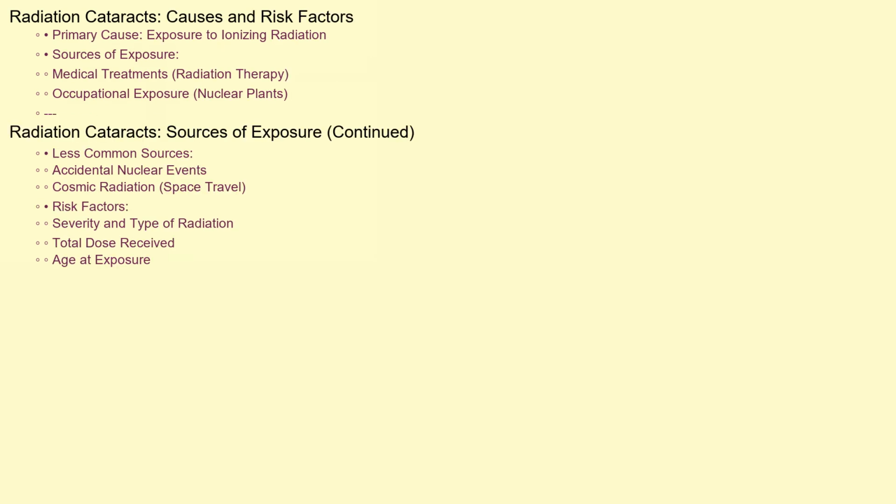Radiation cataracts are primarily caused by exposure to ionizing radiation. This exposure can stem from various sources. Medical treatments, particularly radiation therapy targeting the head, neck, or brain, are a significant cause. Occupational exposure, such as in nuclear power plants or during certain industrial processes involving radiation, also contributes. Less commonly, exposure from accidental nuclear events or even cosmic radiation during prolonged space travel can lead to the development of radiation cataracts. The severity and type of radiation, along with the total dose received, and the age of the individual at the time of exposure, all play crucial roles in determining the risk and onset of the cataract.